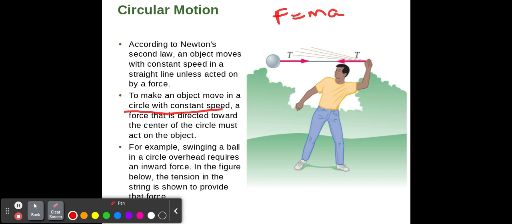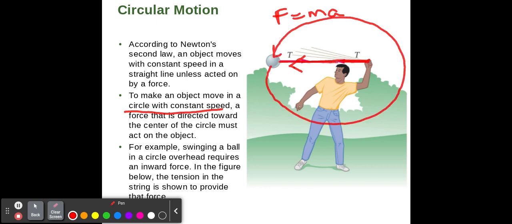We have to apply a force to get it moving in that circle, and that force is directed towards the center of the circle and acts on that particular object. So if we have a string attached to this ball and we're whirling it over our head, the force applied to the string acts towards the center of the circular path, and vice versa. Swinging in a circle overhead requires an inward force. In the figure below, the tension in the string provides that force.